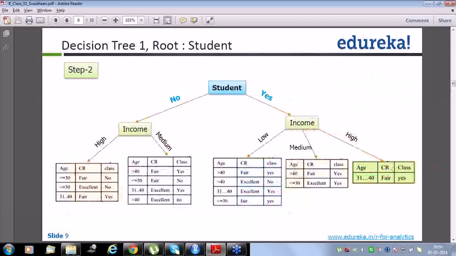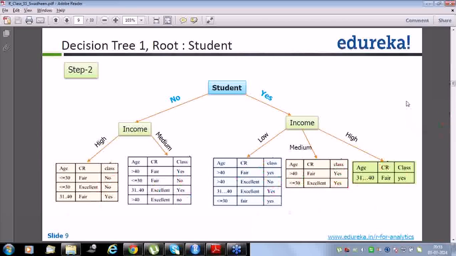Okay. If you look at these two cases, it's yes and yes. There's no ambiguity in the decision whether they buy the computer or not. We are very much sure. Only here we need to split. We need to figure it out. Still, we do not reach a conclusion whether he will buy a computer or not, because both situations are there. In this case, we have both the classes. Even in this case, we have both the classes.